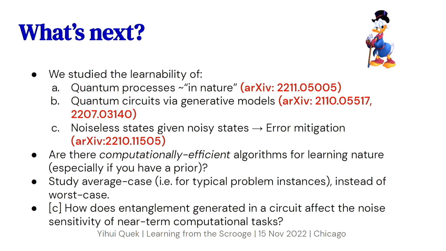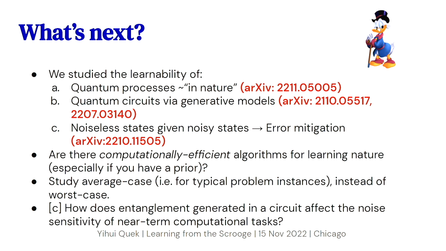This work has inspired several follow-up questions. The first is that our algorithm for point A is only sample efficient and not computationally efficient. But of course, if you want to use an algorithm in practice, it has to be both sample efficient and computationally efficient. So now we're interested in going for a computationally efficient algorithm for learning. And something that could help is that maybe you have a prior on the kind of process that you want to learn. In that case, could you learn an unknown process in this setting of no input control in a way that doesn't require a lot of computational resources? I don't know, but I would really like to.